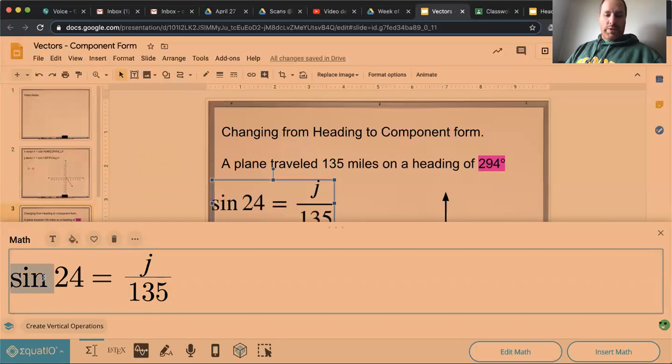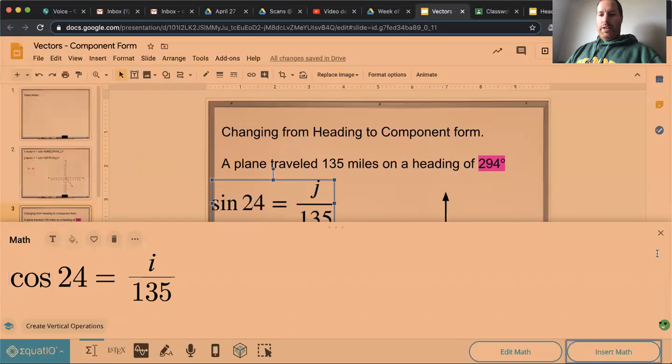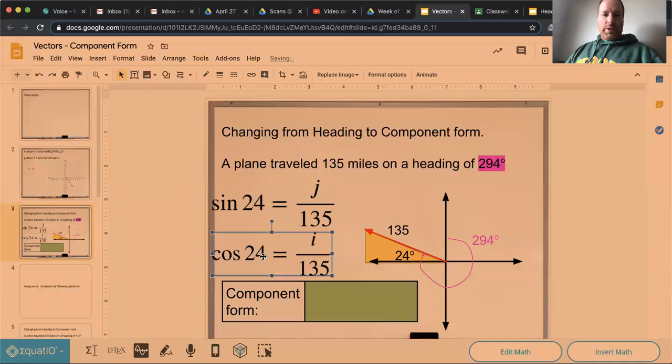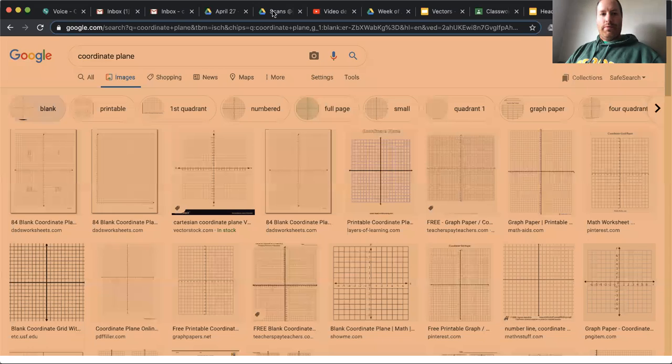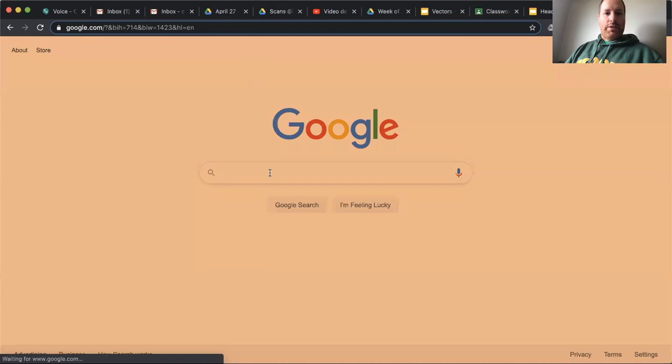If we did the cosine of 24, that would be the adjacent side, which I goes horizontally, and we would put that in here. So I'm going to show you here, just so I can grab the calculator. This would take 135 times cosine. That would give me the I value. So in here, let's hop over here. We can always hop back to Google on this one.